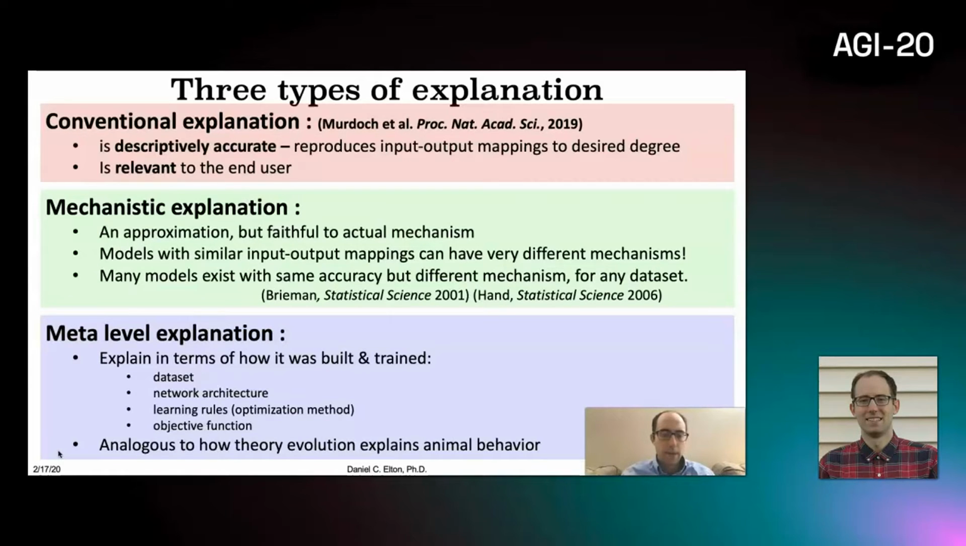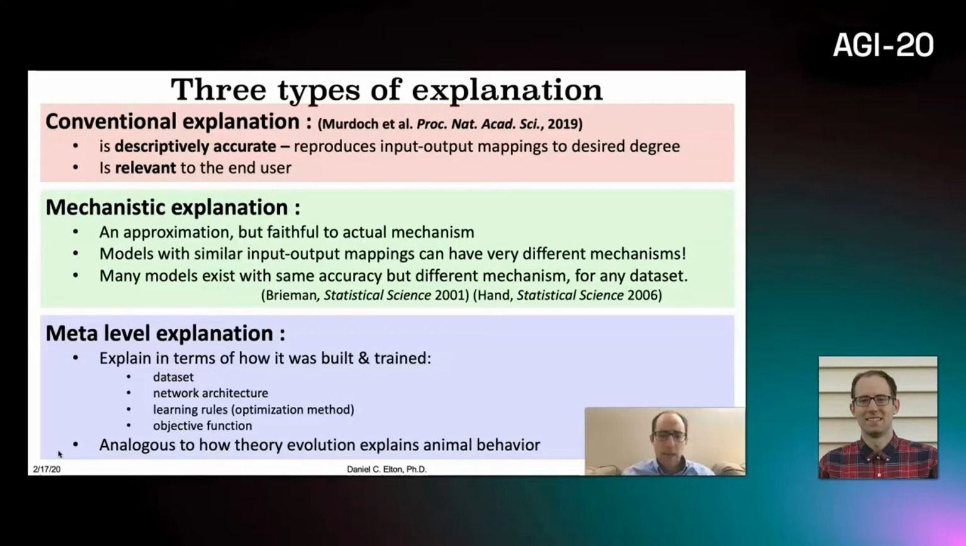Finally, we have the meta-level explanation. And this is an explanation in terms of the process of how the network was built. So to understand how a network was built and trained, you need to know the data set, the network architecture, the learning rules, and optimization method, and the objective function. And we can understand a lot about neural networks just from understanding these precursors.